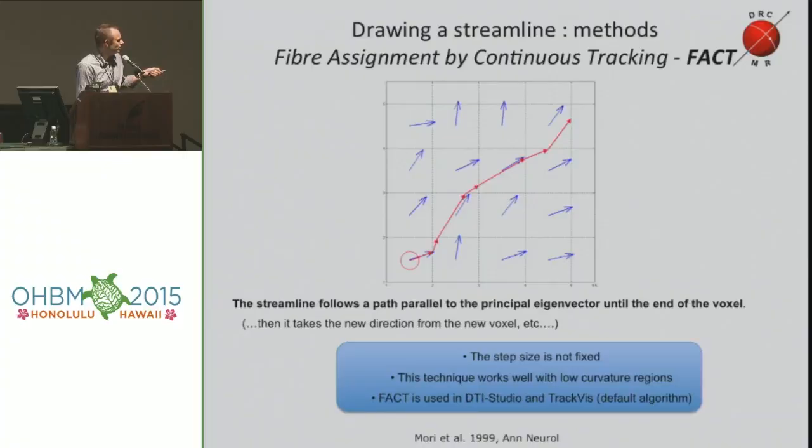Then you walk until you reach the next boundary. So every time you reach a boundary, you update your direction. In this FACT method, you have different step sizes depending on the voxel size and how you project through this grid. It's fast and relatively reliable, but you have some problems if you have very sharp curvatures using this method. So you can go to another method.